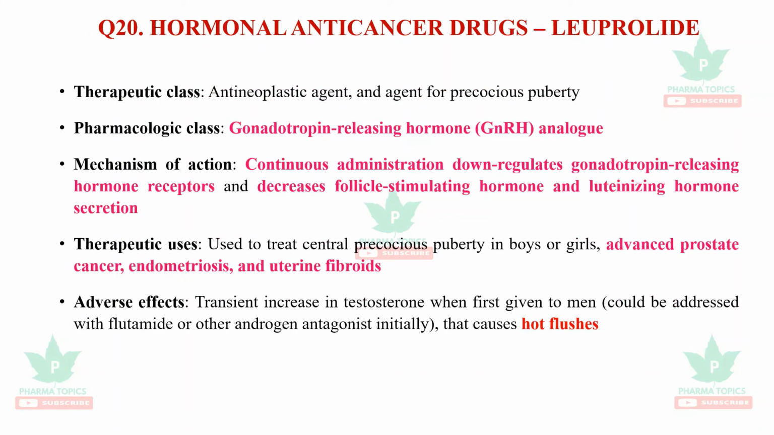Question number 20, leuprolide. It is a hormonal anti-cancer drug. It's a gonadotropin-releasing hormone analog. By continuous administration, it downregulates the gonadotropin-releasing hormone receptors and decreases follicle-stimulating hormone and luteinizing hormone secretion. It's used to treat central precocious puberty and advanced prostate cancer, endometriosis, and uterine fibroids. Adverse effects: it may cause a transient increase in testosterone that may lead to hot flushes. So usually it is addressed with flutamide or other anti-androgens.